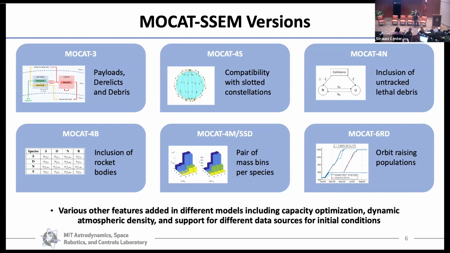Next, we looked at different binnings of masses, which addresses the question I had earlier of how you model a number of objects after a collision into just one bin that has one particular mass. And lastly, just earlier this year, we implemented the orbit raising of the population. From all these different features, we're combining it all together and reformulating it in an object-oriented manner that's easier to use for users and developers. That's what's described in the paper for this conference. So that's what we're calling MOCAT-SSEM. It's no longer MOCAT-number, but we can just call all of these together one unified model called MOCAT-SSEM.